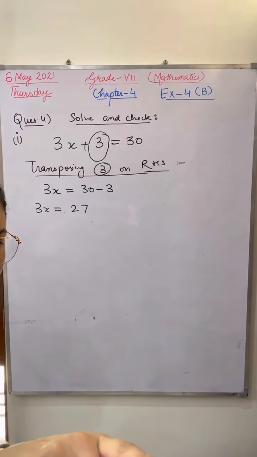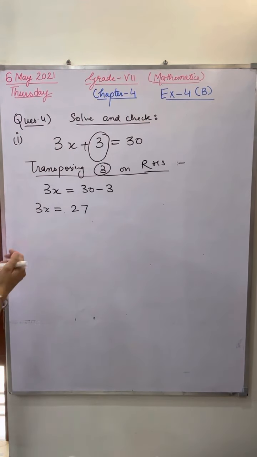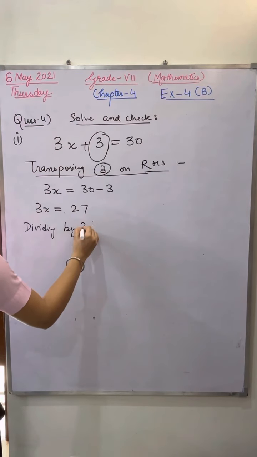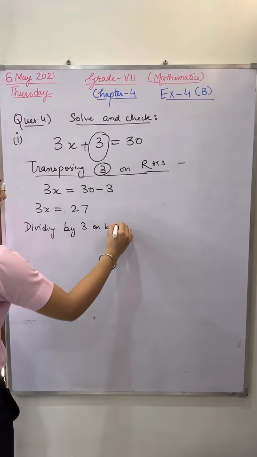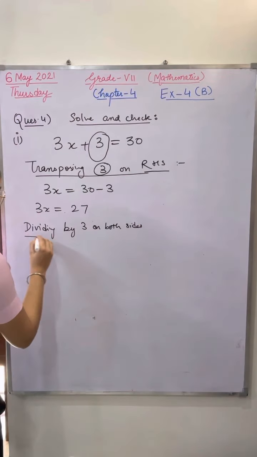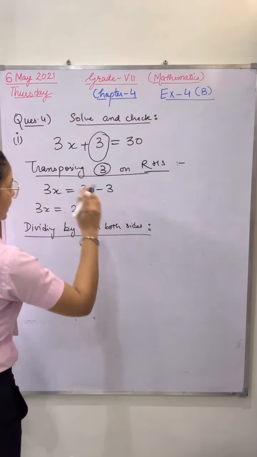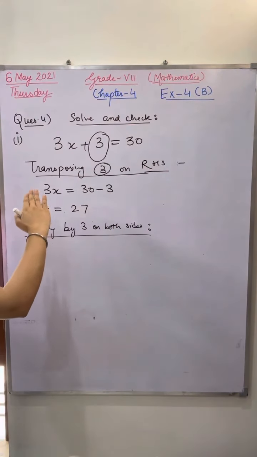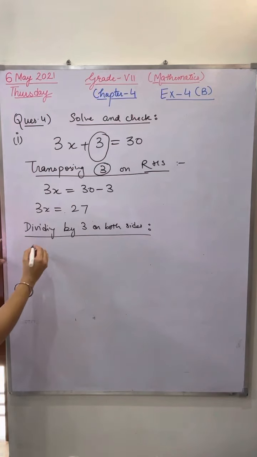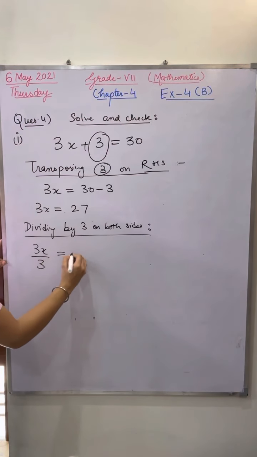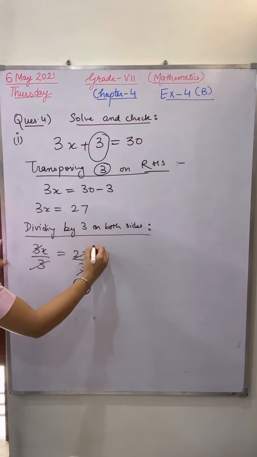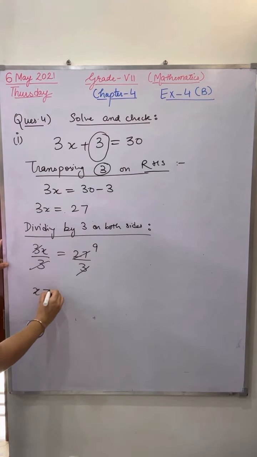Disha, very good. Okay, so we can go with the division. Dividing by 3 on both sides. When you are going to divide or multiply, then you have to mention here both sides. When you are transposing any value, then you have to mention the side, either the left hand side or the right hand side. Okay. Now 3x divided by 3 is equals to 27 by 3. 3 ones are 3, 3 ones are 3, 3 nines are 27. So x is equals to how much? 9. X value is 9.